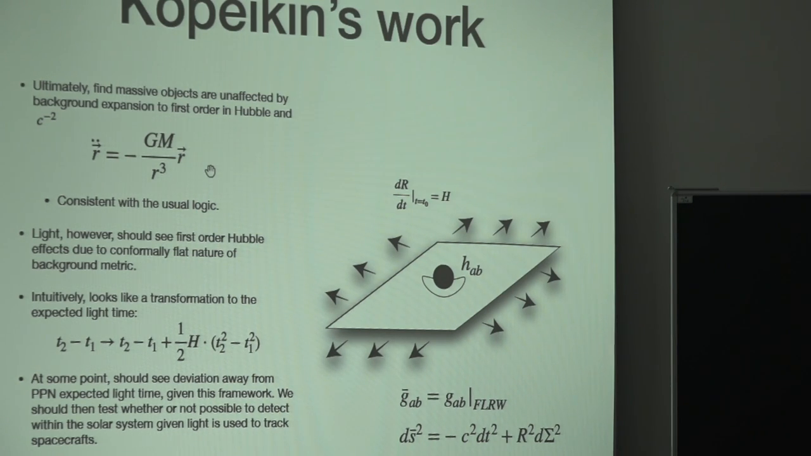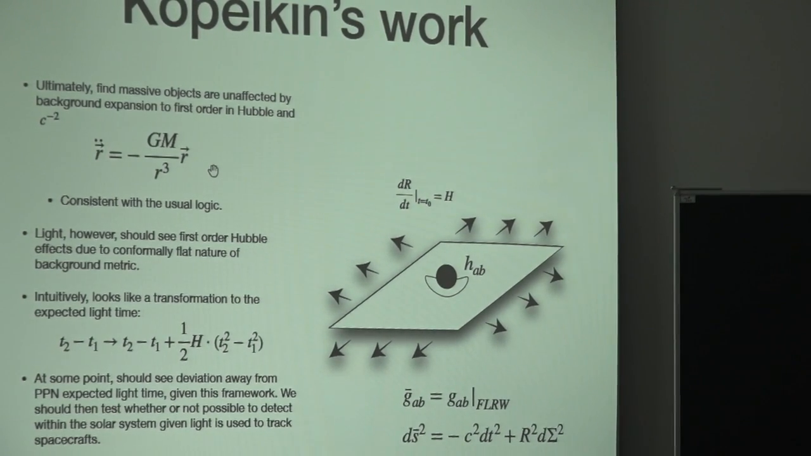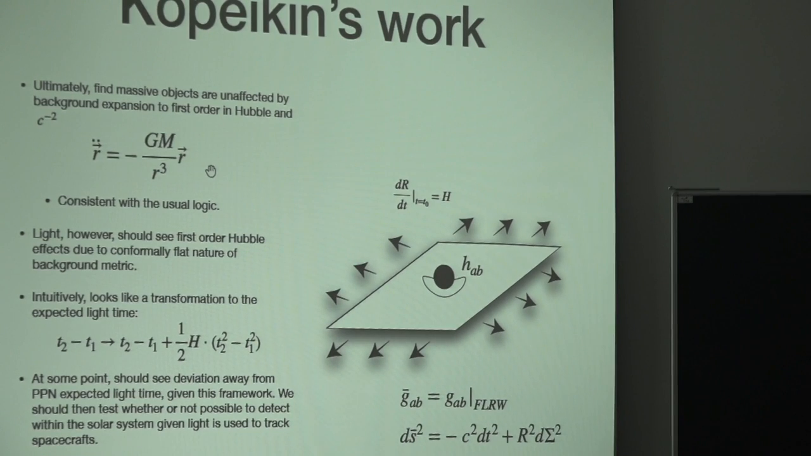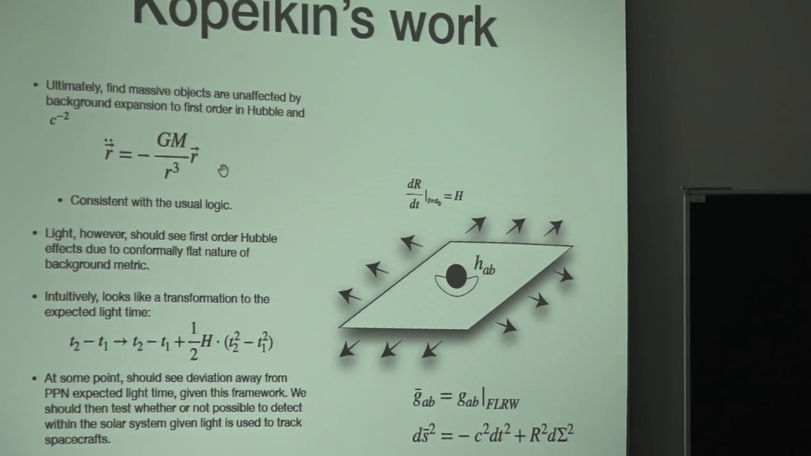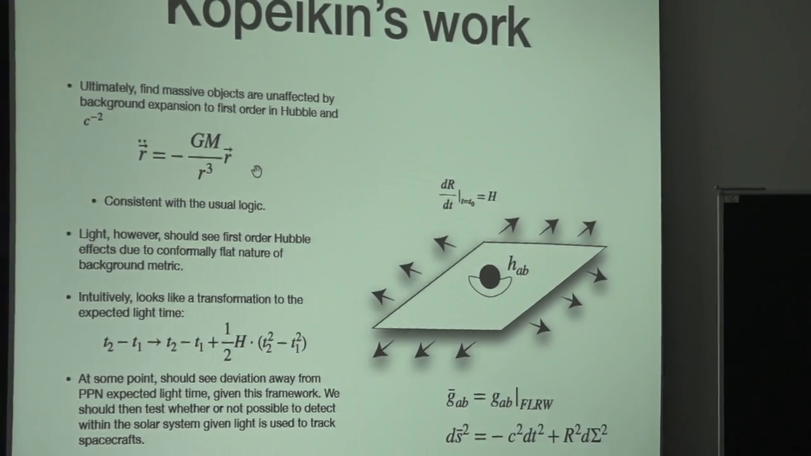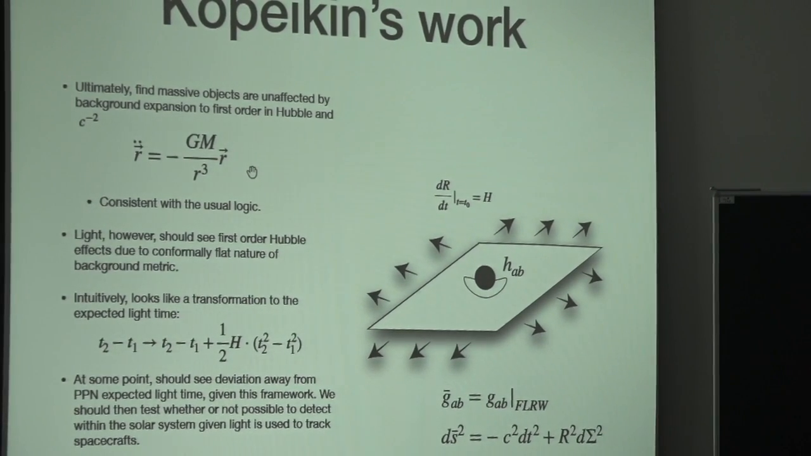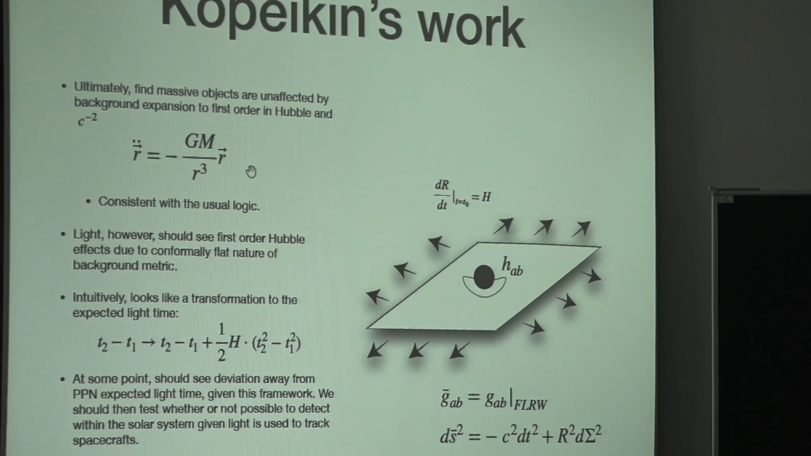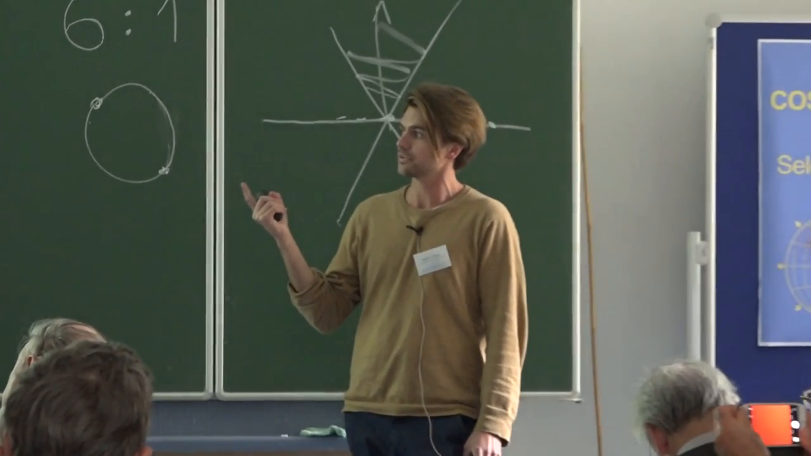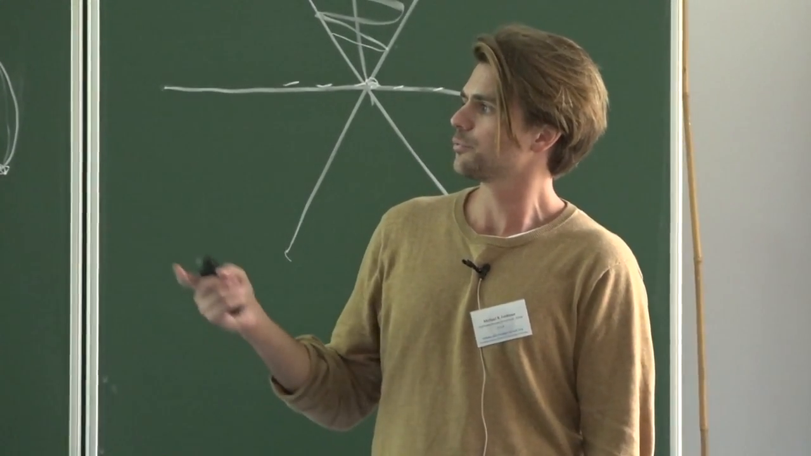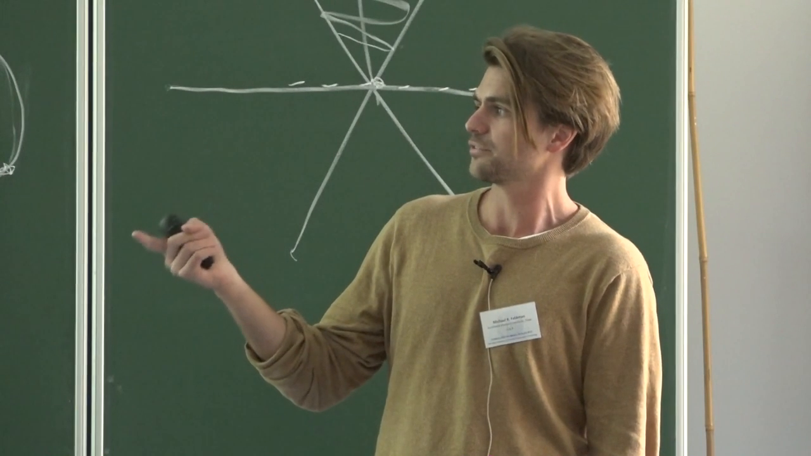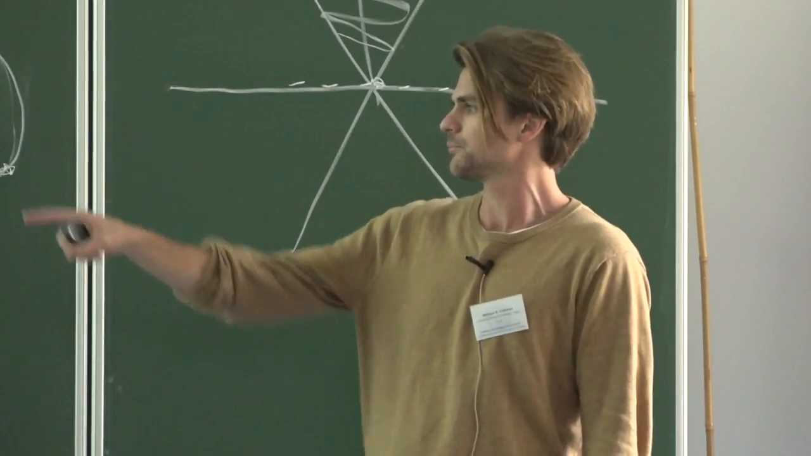But light, however, should see first order Hubble effects due to the conformally flat nature of the background metric, which is really interesting because NASA and ESA use the Deep Space Network to communicate with spacecraft. That's light signals that we're sending back and forth, and maybe that's an opportunity to actually measure the Hubble constant within the solar system.